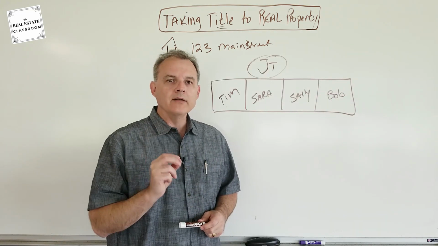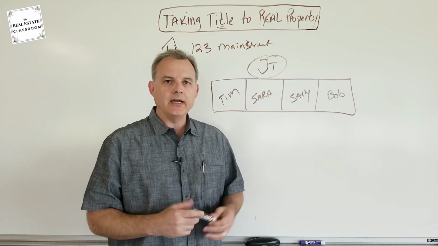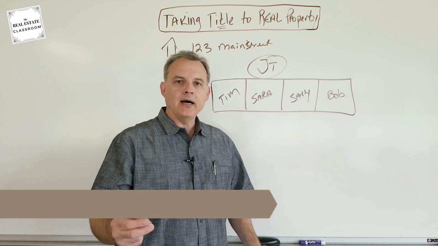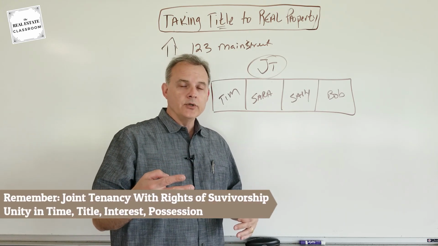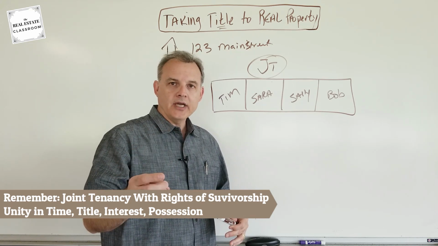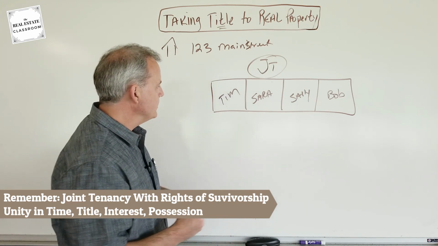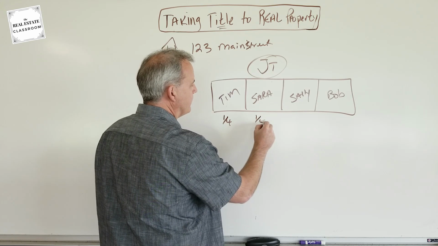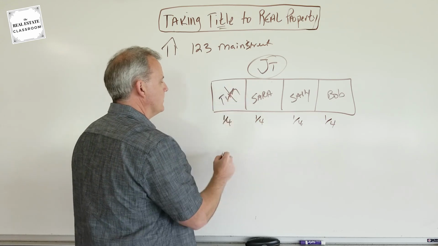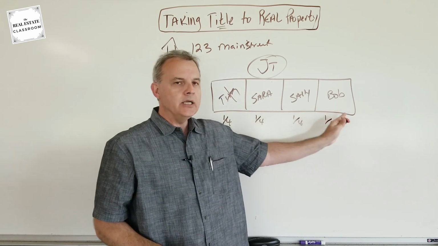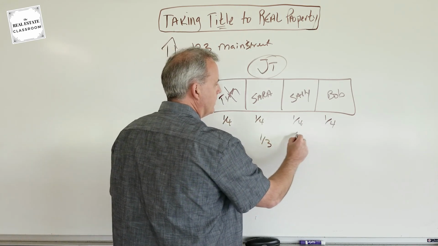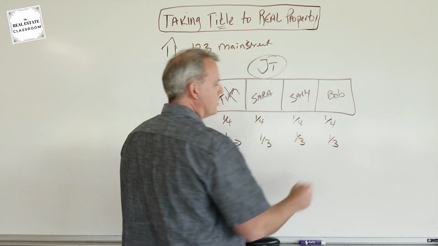All right, I wanted to run through one more scenario here just to make sure that you understand how this works. So we have 123 Main Street that was bought by Tim, Sarah, Sally, and Bob. And remember the 4 elements of joint tenancy with rights of survivorship: a unity in time, title, possession, and interest. All right, so they have 1/4 interest or 25% interest in 123 Main Street. Now Tim dies. Tim's 1/4 will revert equally to the 3 remaining joint tenants. So now Sarah owns 1/3, Sally owns 1/3, and Bob owns 1/3.